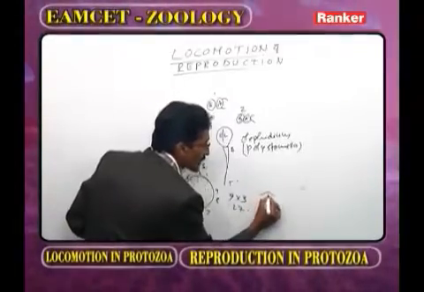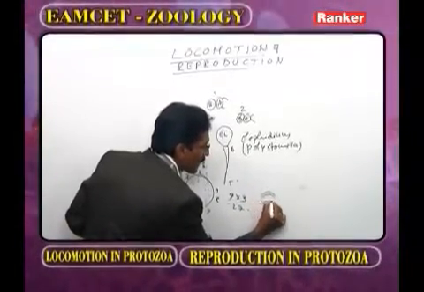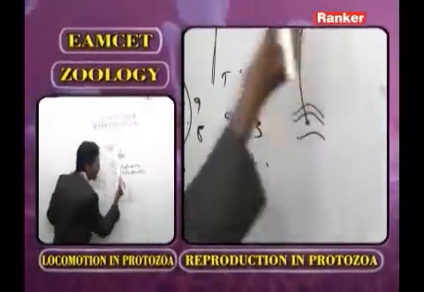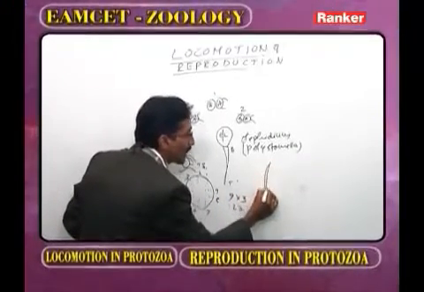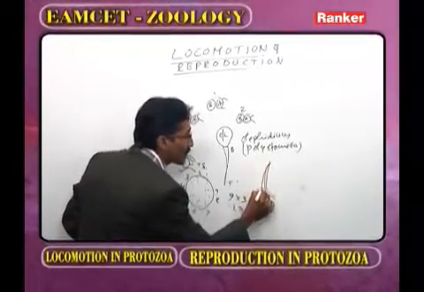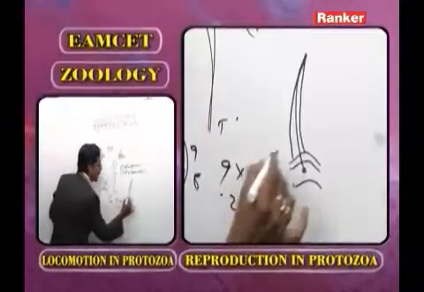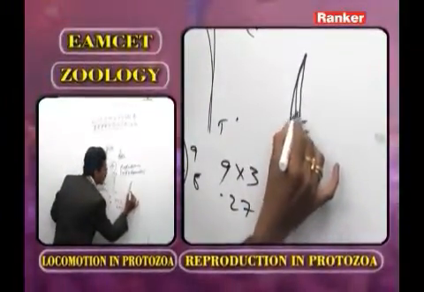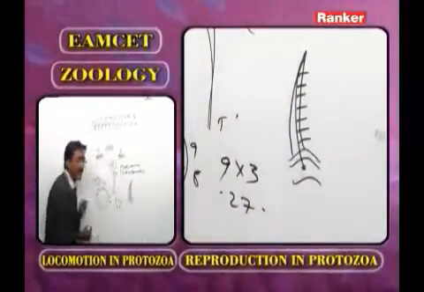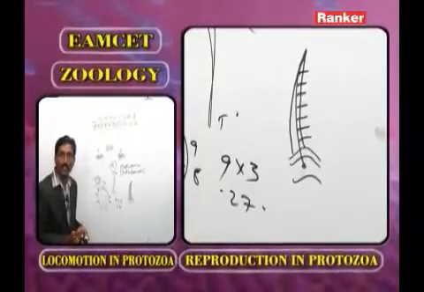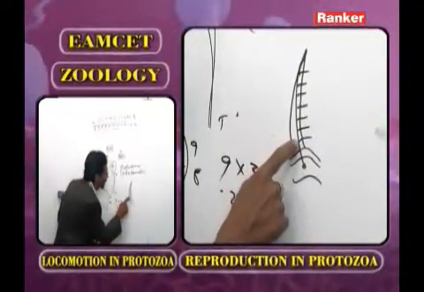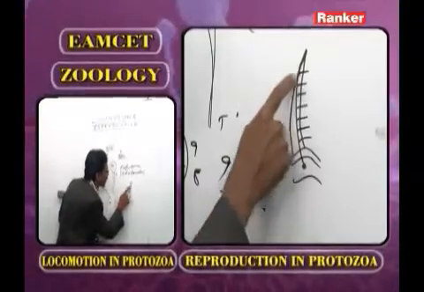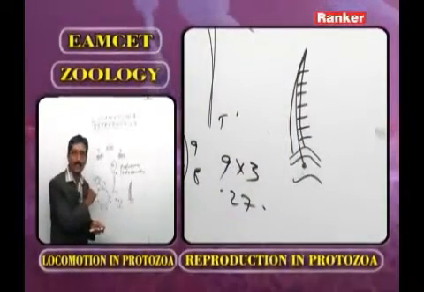Now this is pellicle, plasma lemma, ectoplasm, basal granule, and this one we call as axoneme. The entire axoneme is covered and protected by protoplasmic sheath, we know very well. Attached to axoneme, what are present? The flimmers or mastigonemes or lateral appendages. You have to observe the diagram. The axoneme is covered and protected by protoplasmic sheath.